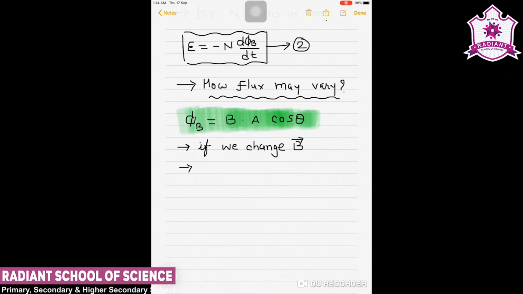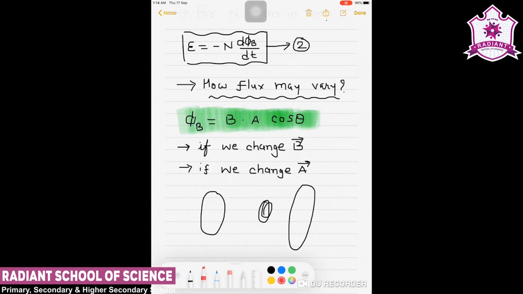If we change the cross sectional area, that means if one loop is given, suppose this one, and now suppose the loop is made smaller or the same loop is made longer, then in each case as given in the figure, you can see in this case, in this case, or in this case, in all these cases the area is totally changed. So if we change the area, we can get a change in magnetic flux.